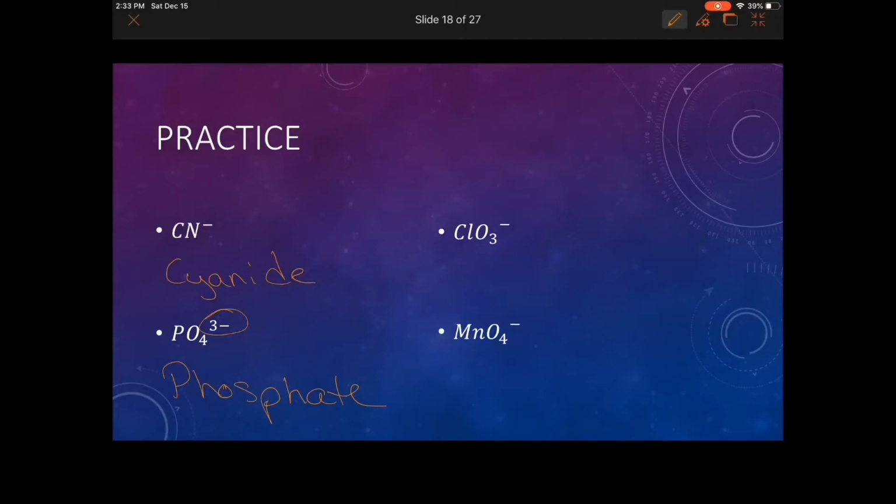Let's try ClO3-. So we're going to look in the -1s because the charge is -1. Look for ClO3, and you should find that its name is chlorate. MnO4-, again, looking in the -1s there. Look down until you find MnO4, and the name of that one is permanganate. It's permanganate.